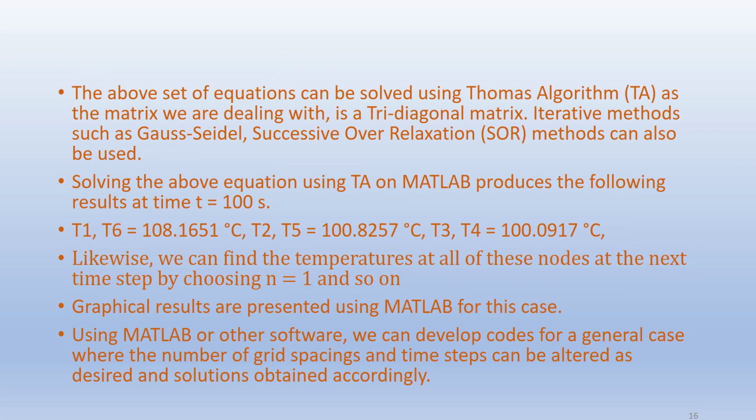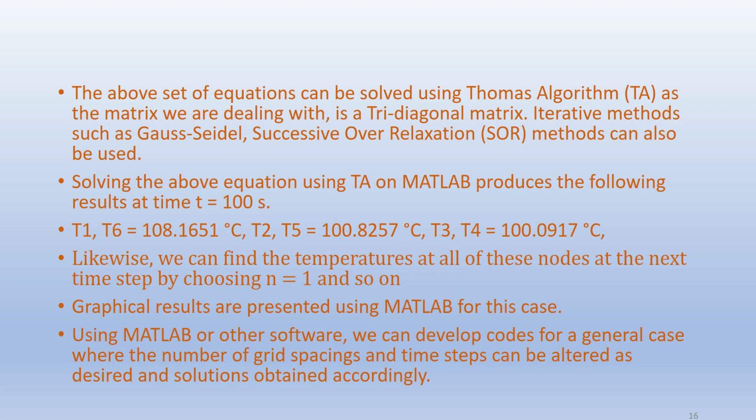As the main matrix A is a tridiagonal matrix, we can also solve the above set of equations using iterative methods such as Gauss-Seidel, successive over-relaxation or SOR methods, and so on. Solving the above equations using Thomas algorithm on MATLAB produces the following results at time t equals 100 seconds. The end nodes T1 and T6, the temperatures are found to be 108.1651 degrees Celsius.